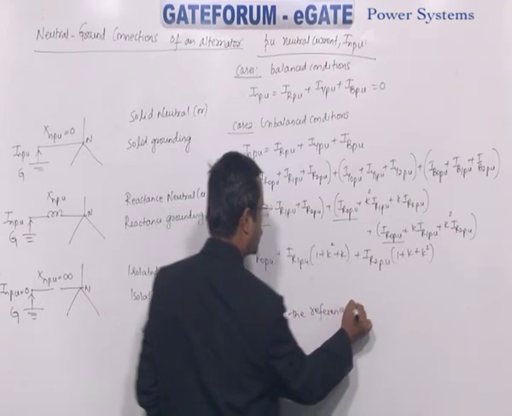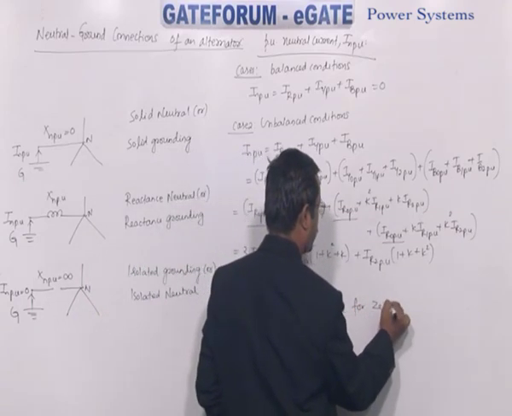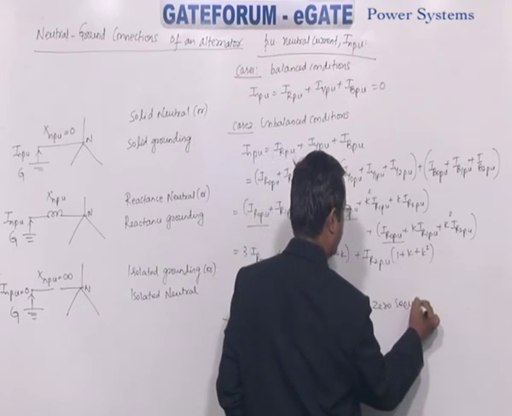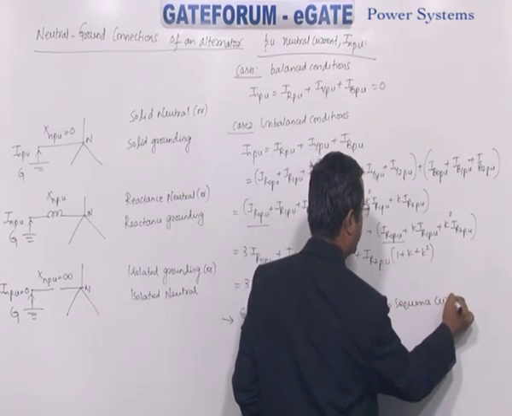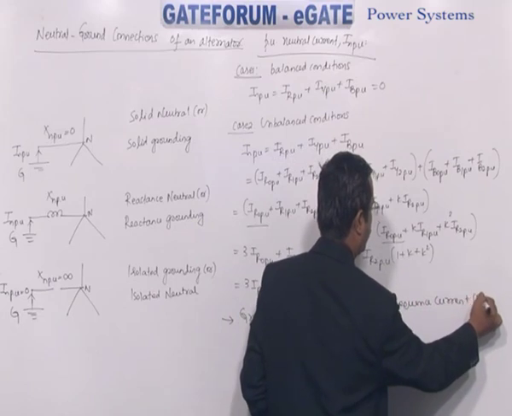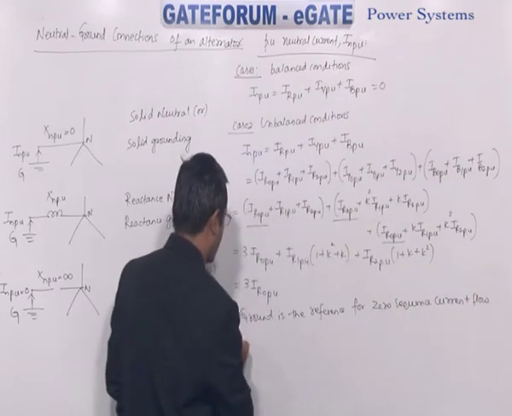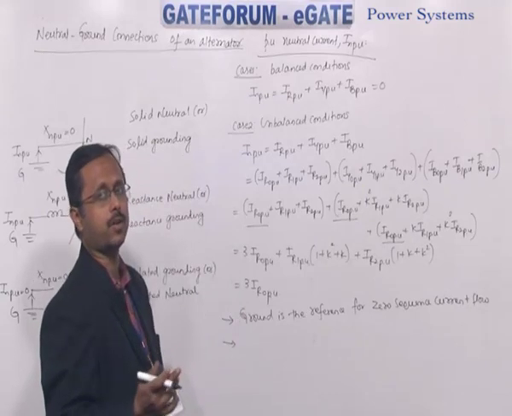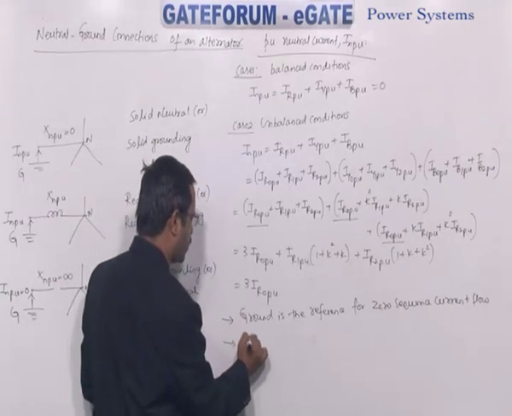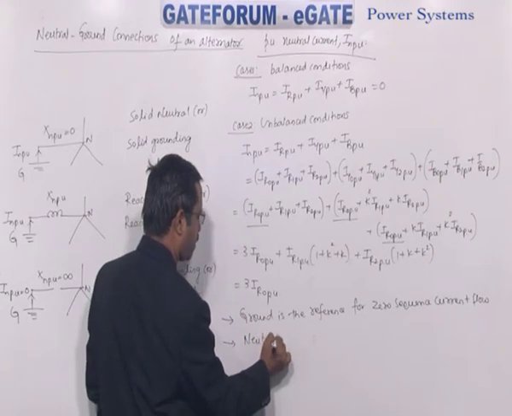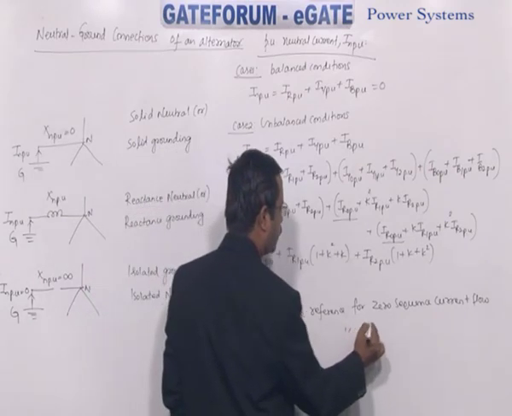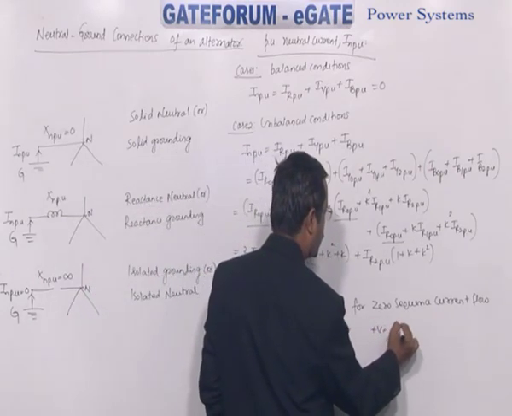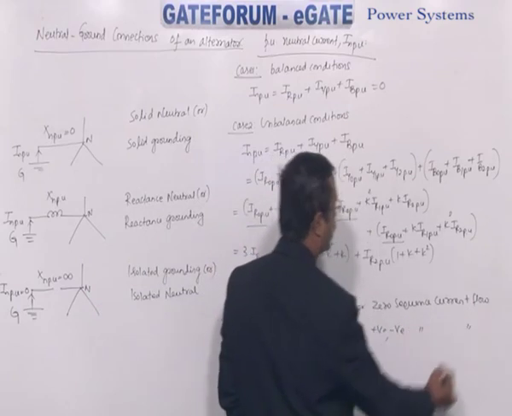Ground is the reference for which one? The zero sequence current flow. And what about positive sequence and negative sequence current flow? The reference is neutral. Neutral is the reference for positive and negative sequence current flow.